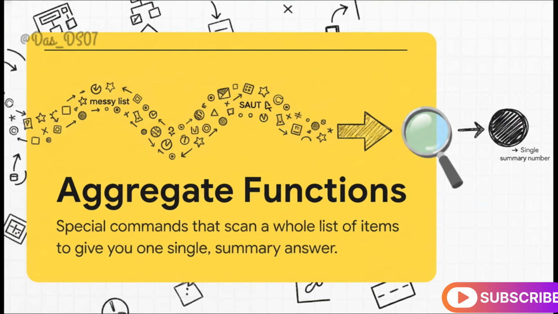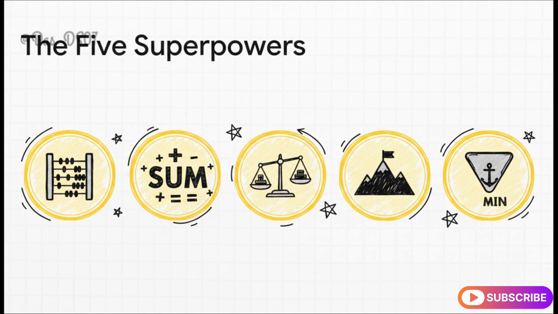So what are they, really? Well, at their core, they're just special commands. They scan a whole big list of stuff, do one quick calculation, and then hand you back one single, simple summary answer. They take the entire mess of a long list and just boil it down to one useful number. Okay, so let's meet the team. Here are the 5 main superpowers we're going to unlock today. You've got count, sum, AVG, which is short for average, max, and min. Each one answers a different, very specific question about your data. Let's get to know them.